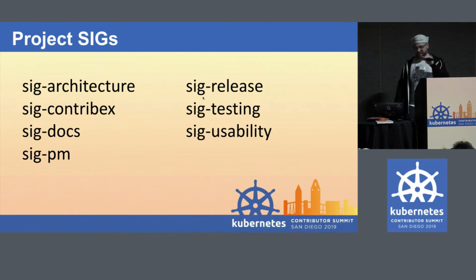So our project SIGs, we have SIG Architecture, and they ensure that features are being developed that adhere to the design principles of Kubernetes itself. So this is mostly things like API review. We want to make sure everything follows the patterns that the Kubernetes project has agreed upon.